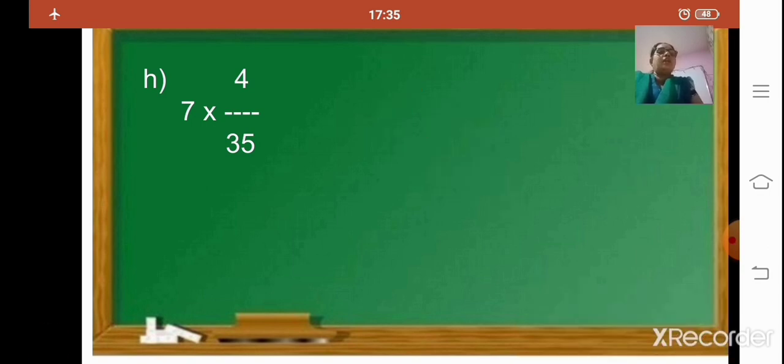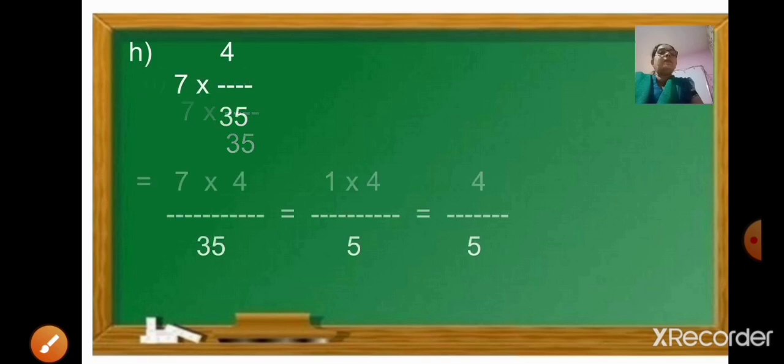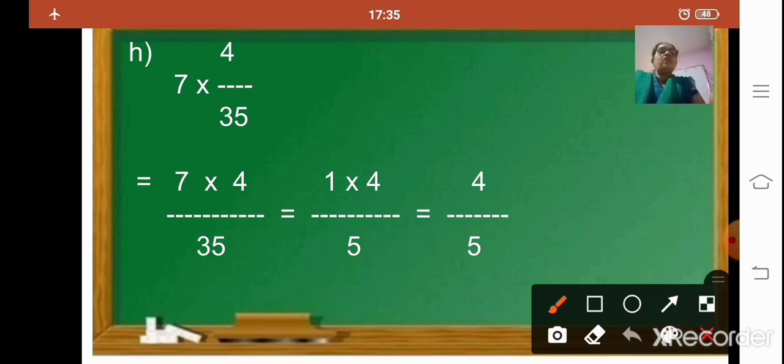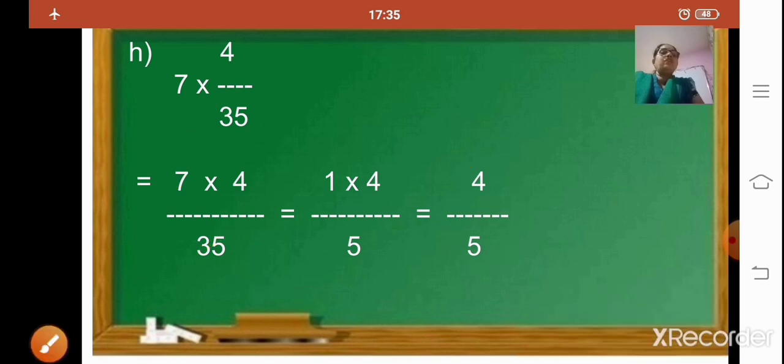Okay. Just check your answer with the slide. Here I have solved it again. That is 7 multiplied by 4 upon 35. So here 7 ones are 7, 7 5s are 35. So 1 into 4 upon 5. So your final answer is 4 upon 5. Okay. Coming to the third sum.